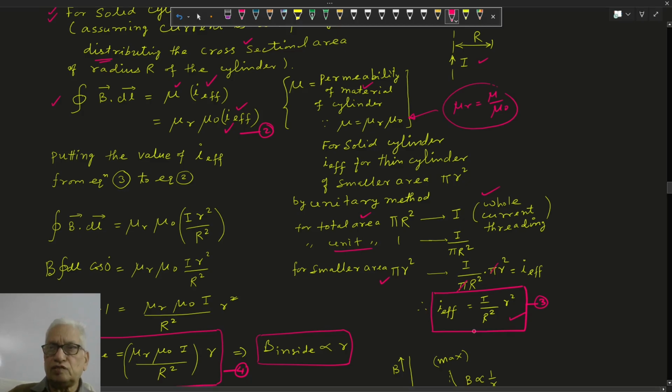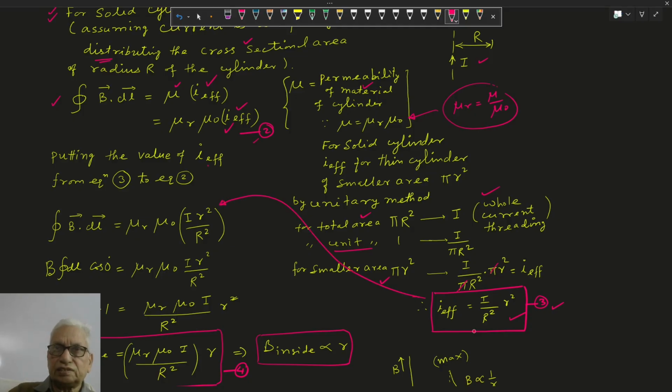Now put the value of effective current from equation 3 in equation 2, we are getting, यहाँ इसकी जगह इफेक्टिव हमने ये ले लिया like this. So B dl cos 0 equal to mu r mu naught I small r square upon capital R square का इंटीग्रेशन होगा 2 pi r, एक r से एक r कैंसिल कर दिया हमने. B inside will be mu r mu naught I upon R square and r. If here inside the bracket is constant, so B inside is directly proportional to small r. Inside this cylinder, the inside magnetic field is directly proportional to r.